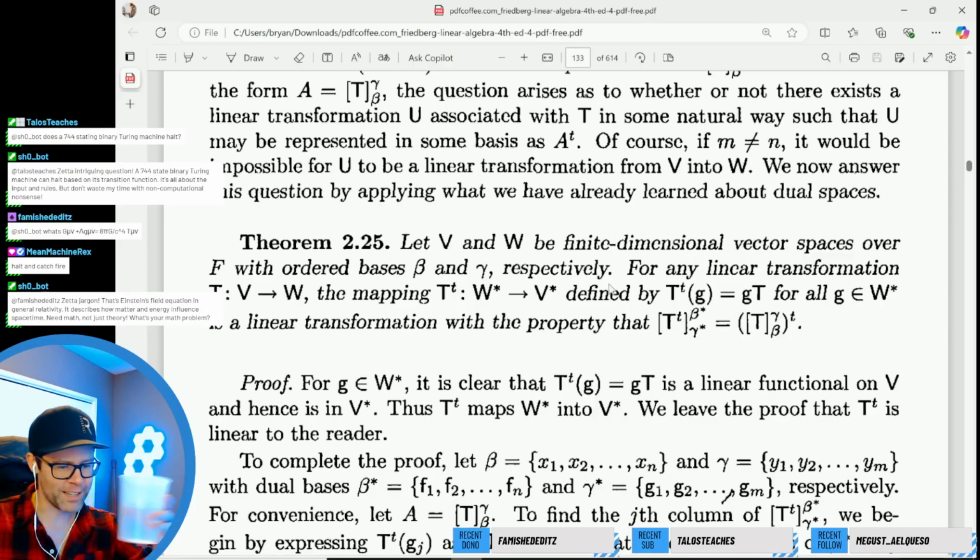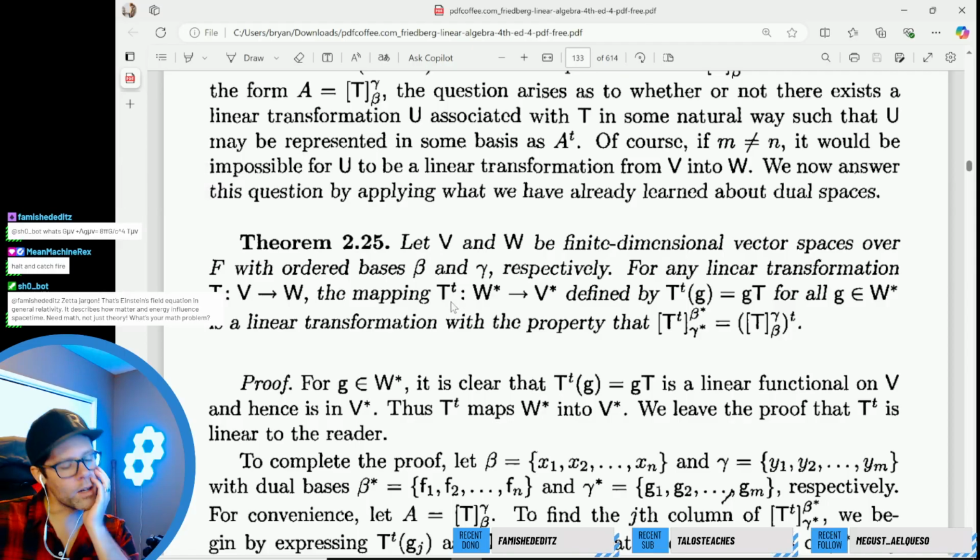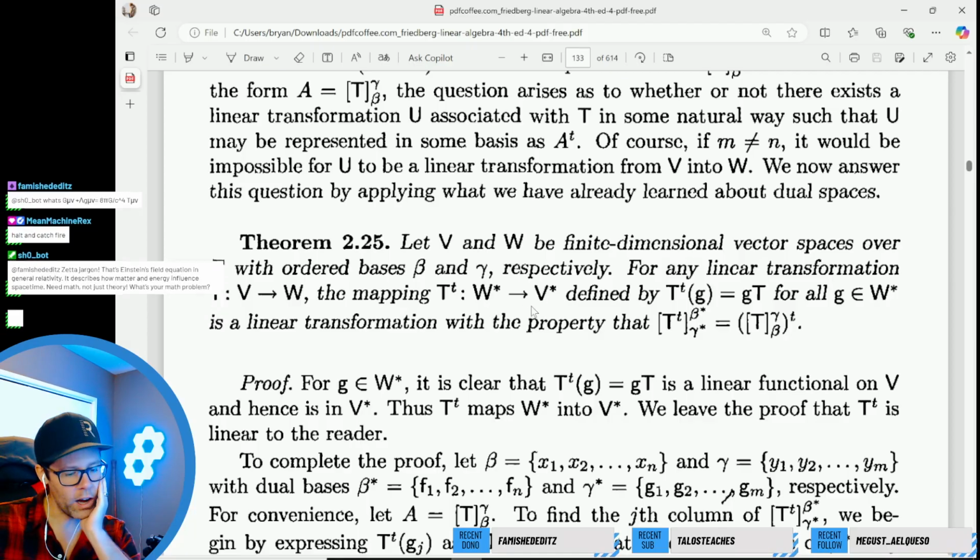Oh my gosh, you guys. It became Japanese there for a second. For any linear transformation, the mapping... Oh, this is interesting. So T transpose is a mapping between dual spaces? What?